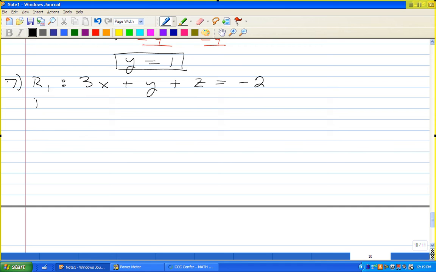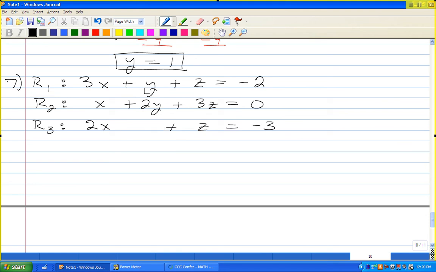R2: x plus, we're doing 7, it's 2y plus 3z equals 0. So 3x plus y plus z is negative 2. x plus 2y plus 3z is 0. And R3: 2x plus z equals negative 3. So again, I noticed that there's no y in this third equation.